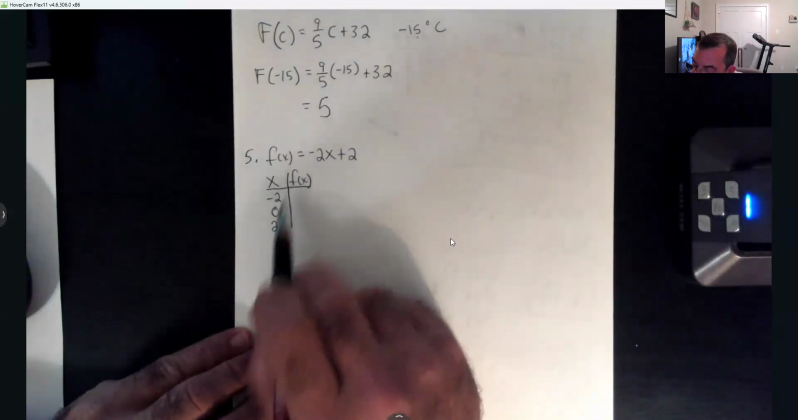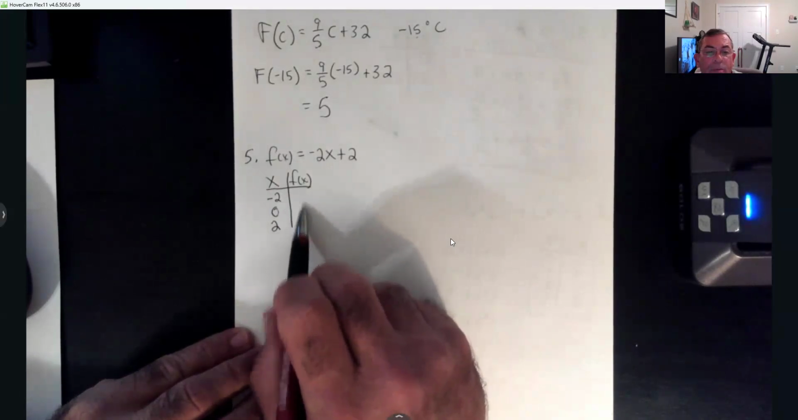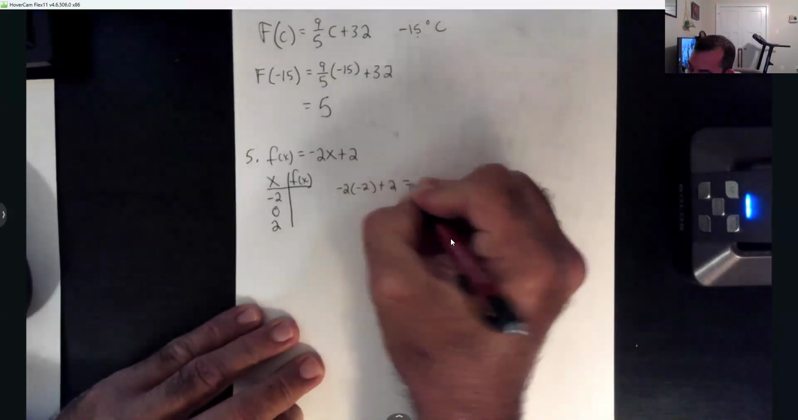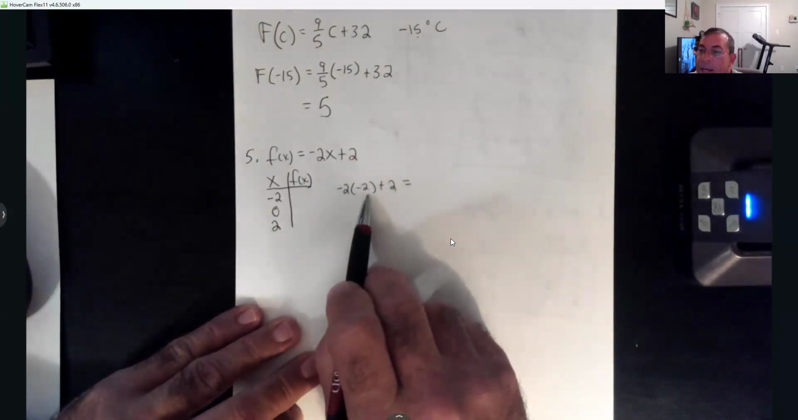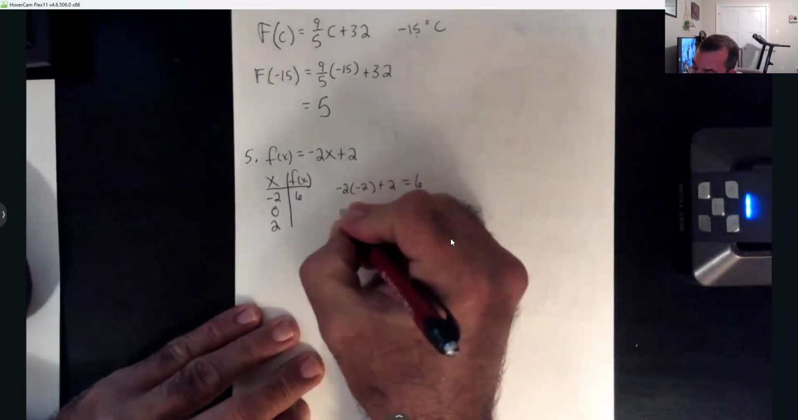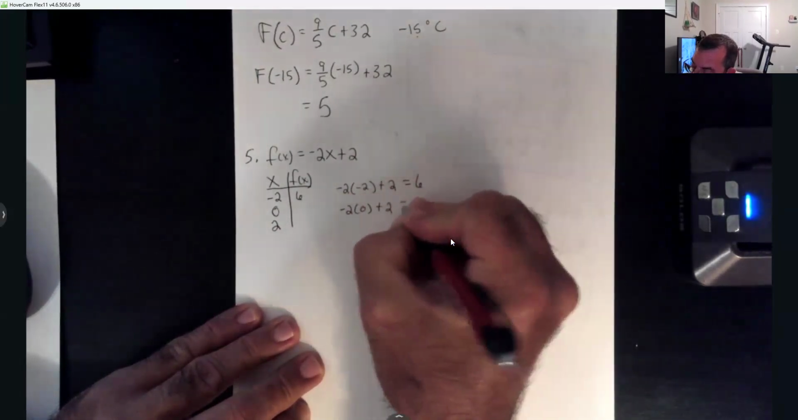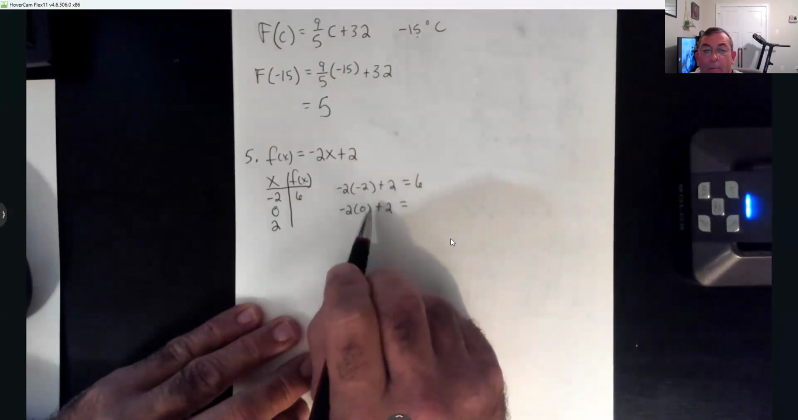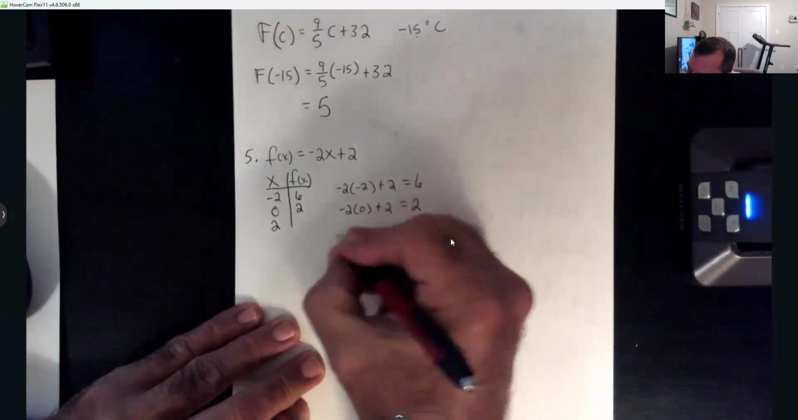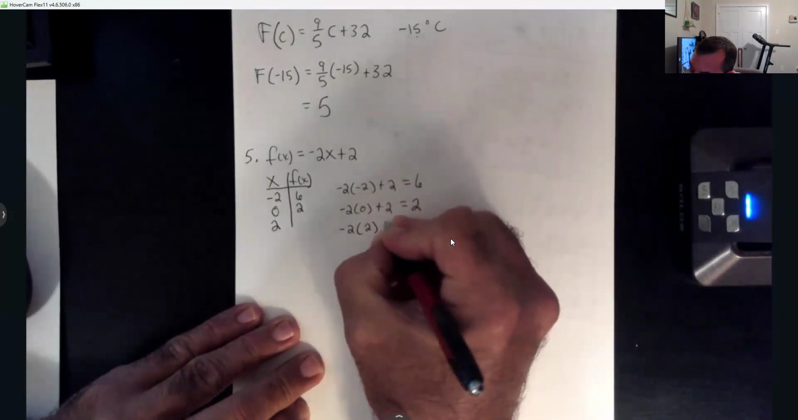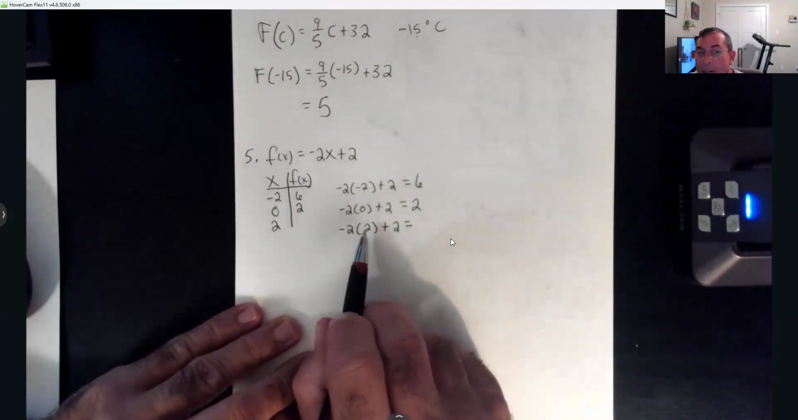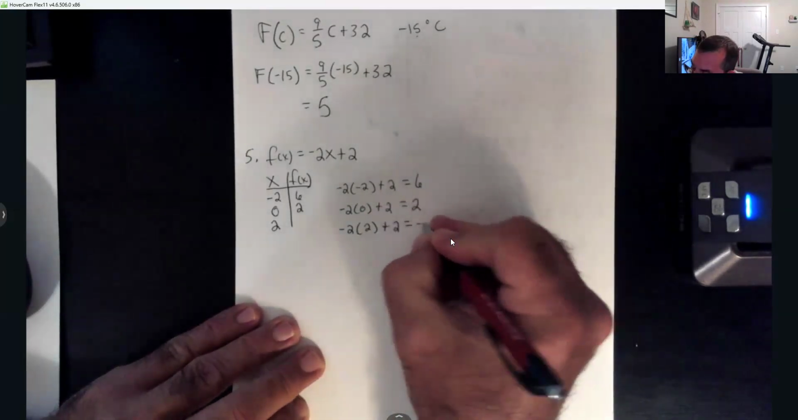All right, so what I need to do is put these three x's in for those x's and then find these f of x's, okay? So I'll start with negative 2 going in. All right, so put a negative 2 in for x. Negative 2 times negative 2 is 4. 4 plus 2 will give us 6. All right, we'll put a 0 in for the x. Well, negative 2 times 0 is 0. Plus 2 gives us a 2. So I got my second point, and then put a 2 in. So negative 2 times 2 plus 2. So negative 2 times 2 is a negative 4. Negative 4 plus 2 gives me a negative 2.